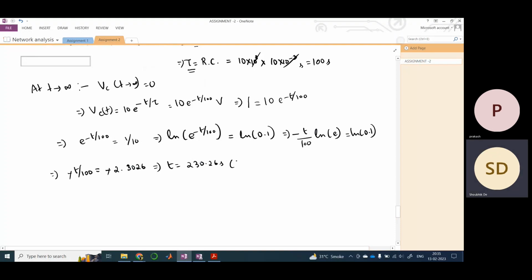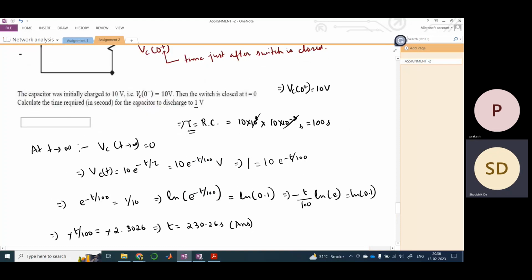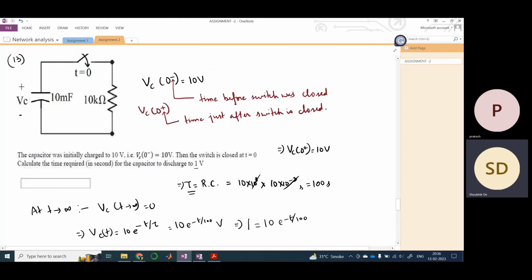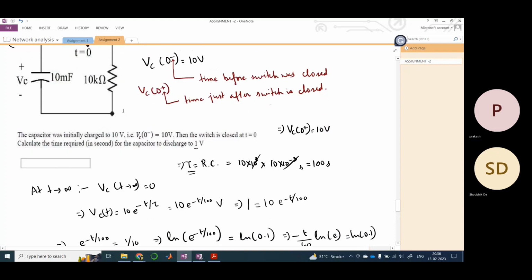So this is the answer. They asked what is the time required for the capacitor to discharge to 1 volt. You need to find the expression of the capacitor voltage, and once you find that, you substitute the voltage, which is 1 volt, and by doing a mathematical operation you will easily get that time. But the most important thing is to find the expression of the voltage across this capacitor and resistor connected in series.